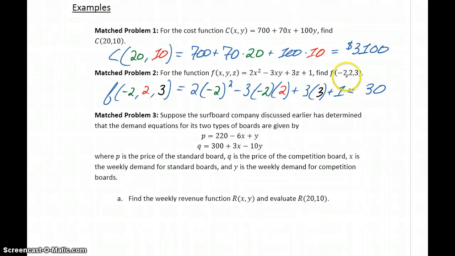So the ideas here are exactly the same, even though we have multiple independent variables in each case. We're just substituting those values in for x and y, and then just evaluating the expression.